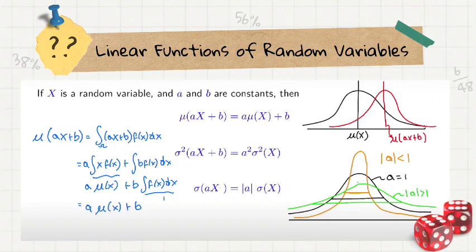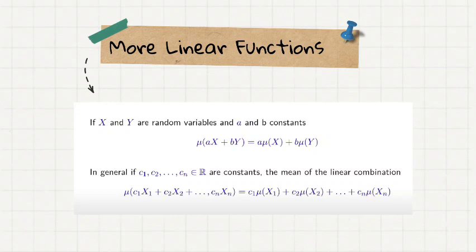Now, the variance of ax plus b is equal to a squared multiplied by the variance of x. If the absolute value of a is equal to 1, the variance will remain the same, but if the absolute value of a is less than 1, the variance will be smaller, and if the absolute value of a is larger than 1, the variance will be larger.